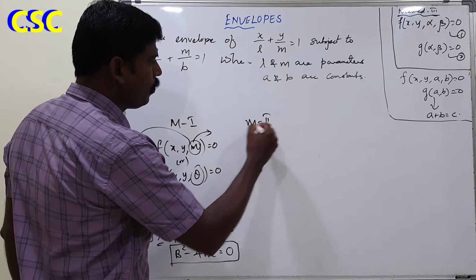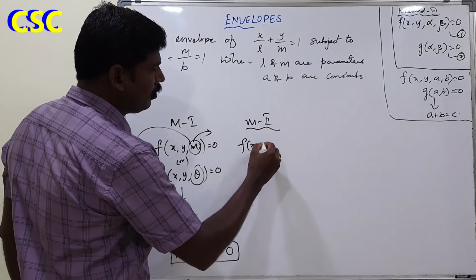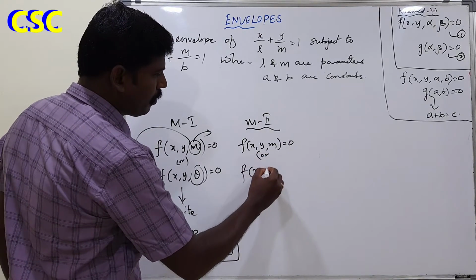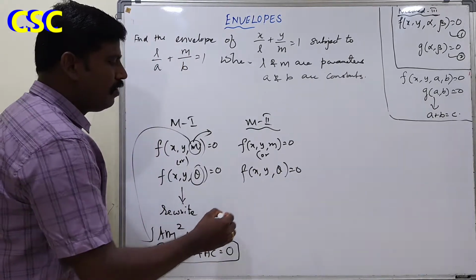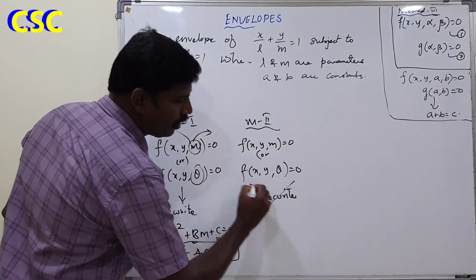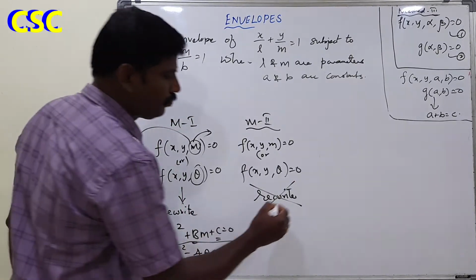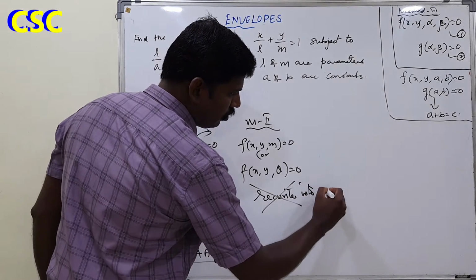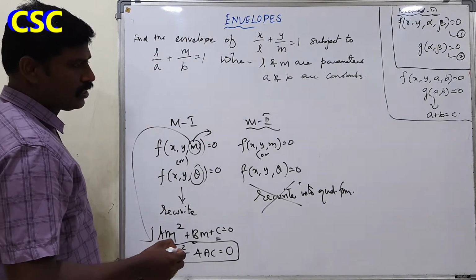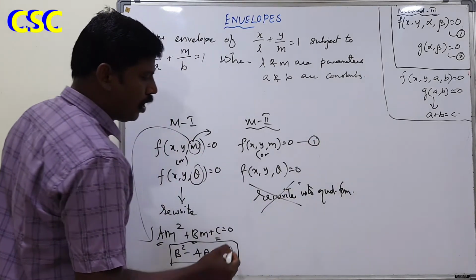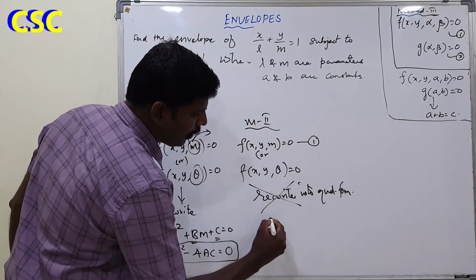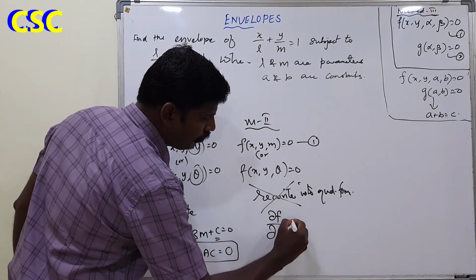What is method 2? The same curve, or any one of the same type, f of x, y, theta is given to you. But we can't rewrite this equation into quadratic form. For such a problem we call this equation number 1, and we are going to differentiate partially with respect to the given parameter. So dou f by dou m equal to 0.